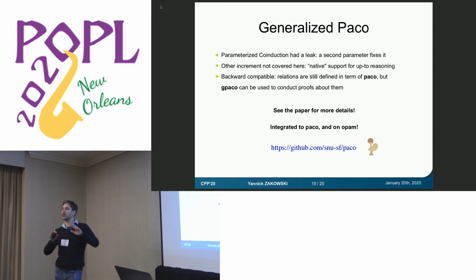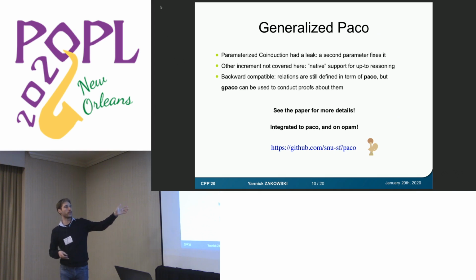The idea is that there was a leak in the parameterized coinduction approach, a leak of information, so we fix it with this second parameter. There is another increment in what we did, which is something completely orthogonal, but very important when you do coinductive reasoning, which is the notion of up-to reasoning. So it has always been an orthogonal question and always compatible with Paco, but now we provide some native support for it. And the whole approach is backward compatible, so if you were used to use Paco, you can just use this and have new reasoning principle on top of it now.